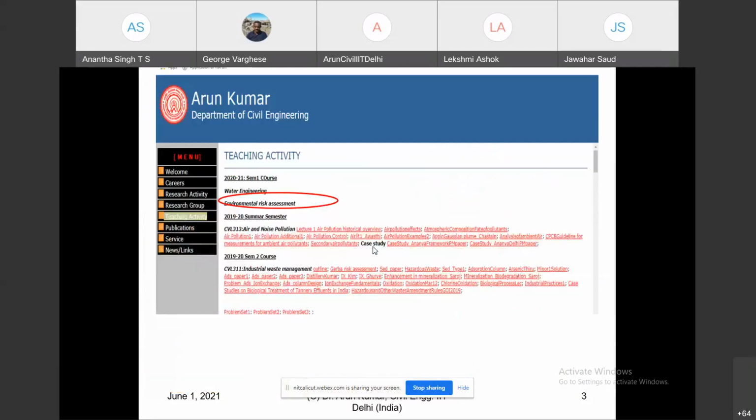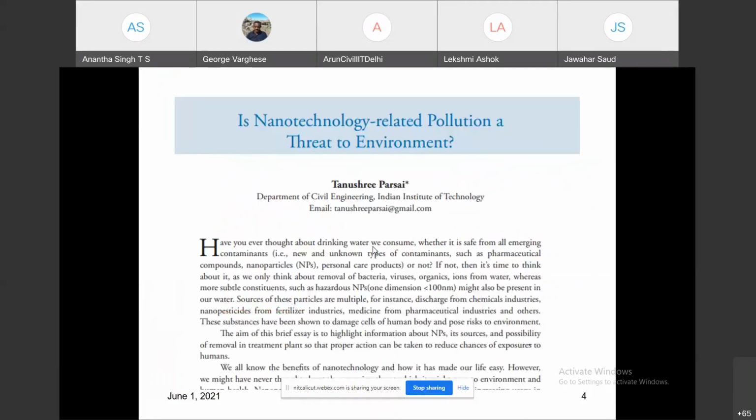Generally we teach risk assessment, as Jawahar has mentioned, and we try to put material on the website. This is open access, so anybody can go to the website and see whatever material is uploaded there. Today we will focus on nanotechnology related pollution. Obviously the same approach can be used for other types of pollutants, for example antibiotics, pharmaceutical compounds, and personal care products. You can apply a similar structure for pathogens, let's say viruses.